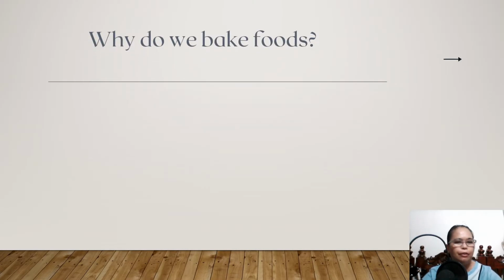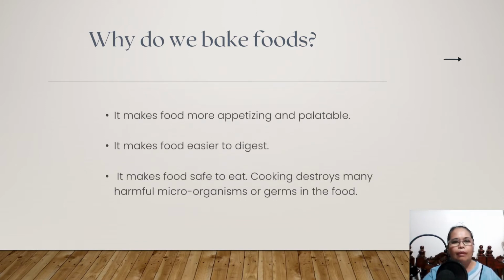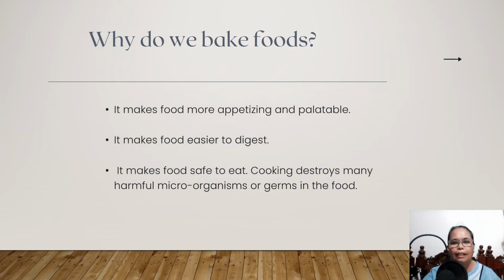Why do we bake foods? First, let us define what baking is. Baking is a way to uniformly heat foods in an enclosed space. This is a dry method. But why do we bake foods? It makes food more appetizing and palatable. Appetizing means it is appealing to the appetite, especially in appearance or aroma. Palatable means it is pleasant, especially to the sense of taste.